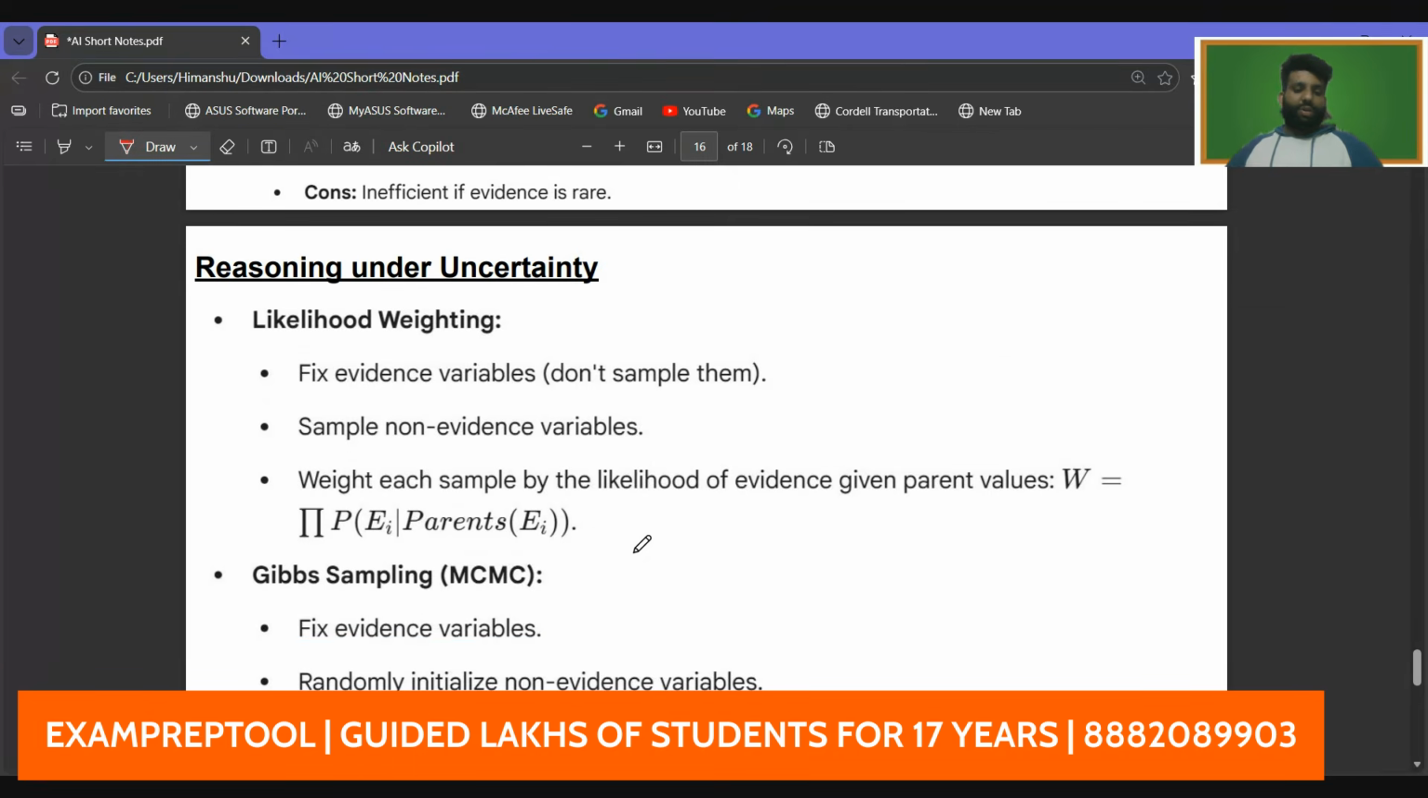Now, if I talk about likelihood weighting, what exactly happens within this? We fix all the evidence variables. We are not going to sample them, but the non-evidence variables, we sample those, and we try to calculate the weight of each sample by the likelihood value of the evidence given the parent variables. And there has been a question on this in our RIC course as well. You can check that out. That will help you understand how we calculate all this. So we calculate the weight of each sample depending upon how the likelihood comes up.